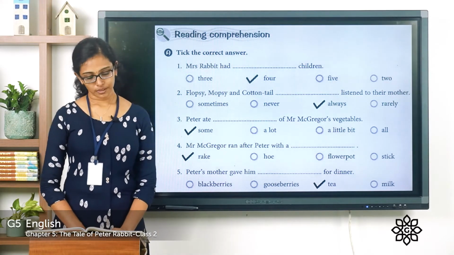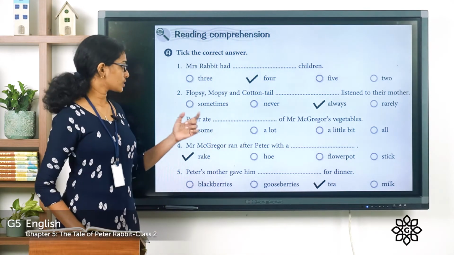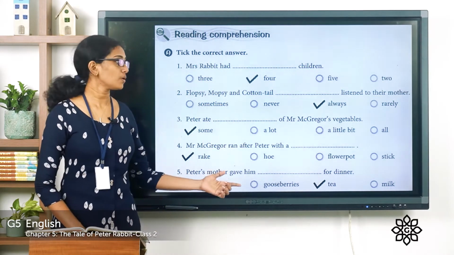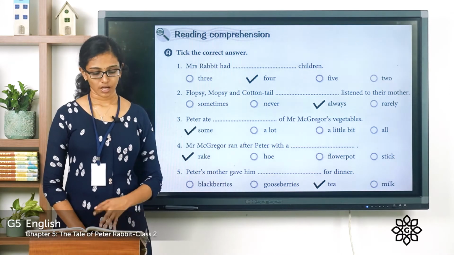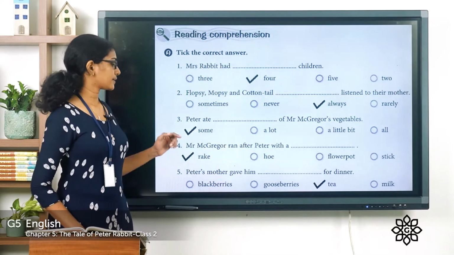Question 4. Mr. McGregor ran after Peter with a dash. Was it with a rake? Was it with a hoe? Was it with a flower pot? Or was it with a stick? Mr. McGregor ran after Peter with a rake.